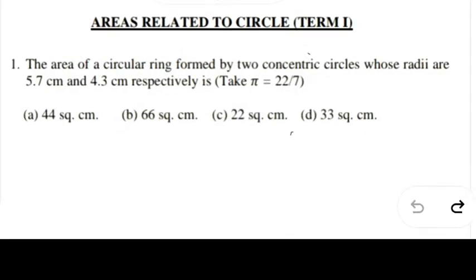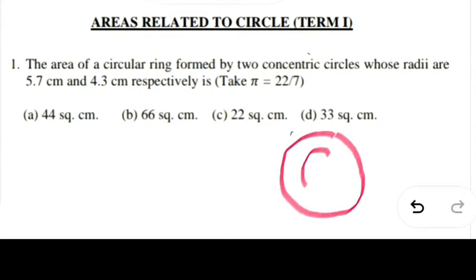Let's discuss some important MCQ from chapter 12, areas related to circles. First question: the area of a circular ring formed by two concentric circles whose radii are 5.7 cm and 4.3 cm respectively is. Use pi equal to 22 by 7. How to find out the area of a circular ring?